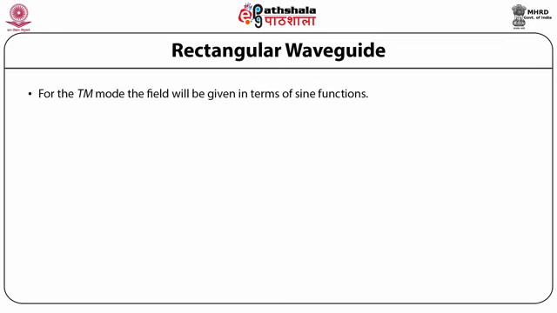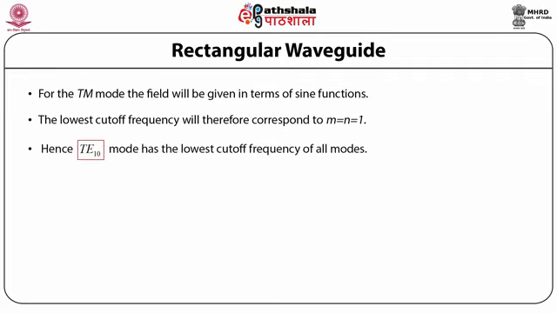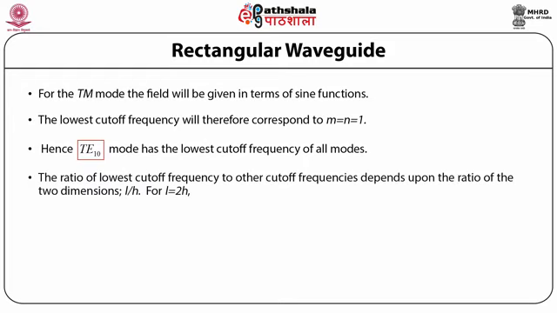For the transverse magnetic mode, the field will be given in terms of sine functions. And the lowest cutoff frequency in case of the transverse magnetic modes for a rectangular waveguide will then correspond to m equal to n equal to 1, that is, the TM11 mode will be the mode permissible with the lowest cutoff frequency. Hence, we see that the TE10 mode has the lowest cutoff frequency amongst all modes that are permissible in the rectangular waveguides, and for the ratio of the lowest cutoff frequency with that of any other cutoff frequency, what we have to consider is the ratio of the dimensions L by h.